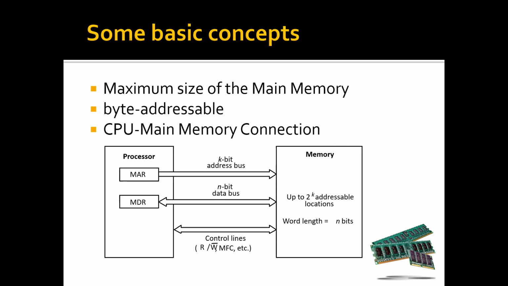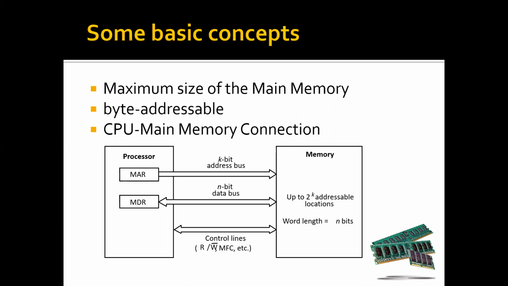If the address bus is of k bits, then we can address up to 2 to the power k locations in the memory. So if we have an 8-bit address bus, then we can have 2 to the power 8 memory locations. So the address bus tells about the memory addressability. How many memory locations are there? Each location has one address.